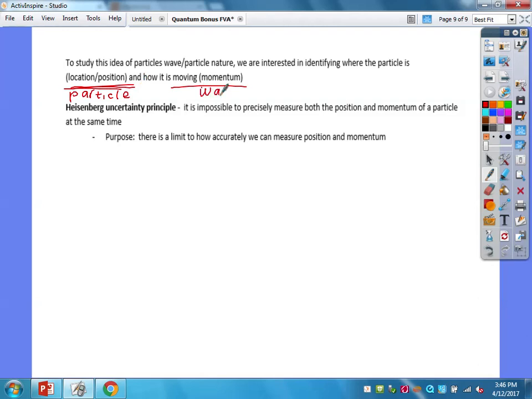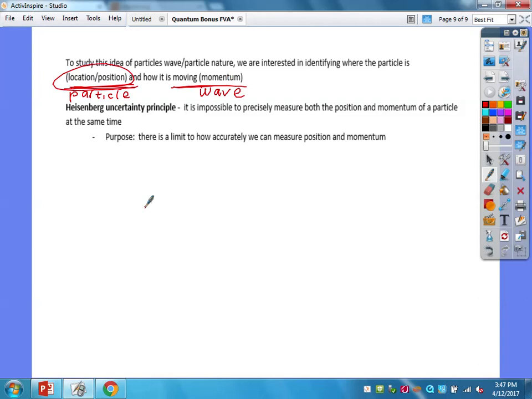If I know exactly where it is, in order to figure out the wave properties, it needs to be moving. Well, we have a problem here. We have a big, big problem. How can I know exactly where it is if it's moving? If it's moving, it's constantly changing its position. We don't know exactly where it is. Vice versa, if I know exactly where it is, it's not moving. So we have a problem.